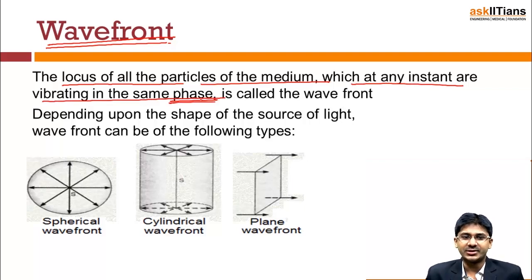Before we can understand, it's simply the locus of the points that have the same phase. So you have to find out all the points that will have the same phase, and their locus will be the wavefront. So what is that phase? What is that property that we are trying to describe? It's very easy to see.